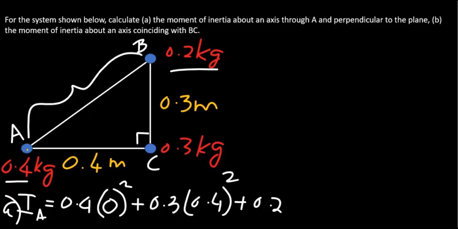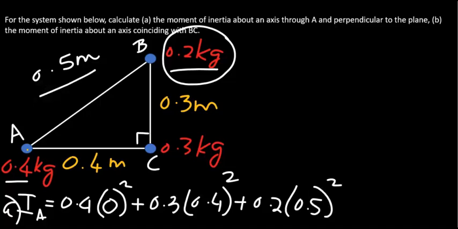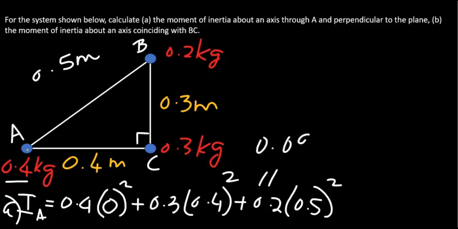Since this is a right angle triangle, we can use the Pythagoras theorem to determine the distance between A and B, and that's going to be 0.5 meter. So the contribution from that 0.2 kg mass for the moment of inertia, IA, is 0.2 times 0.5 squared. This is the perpendicular distance from the 0.2 kg object to that axis of rotation. And the answer turns out to be 0.098 kg meter squared.